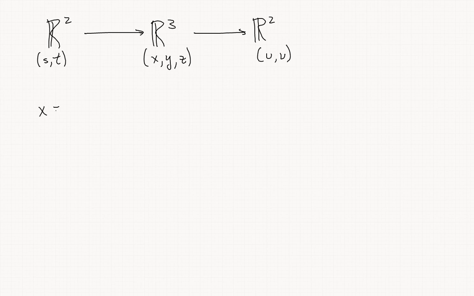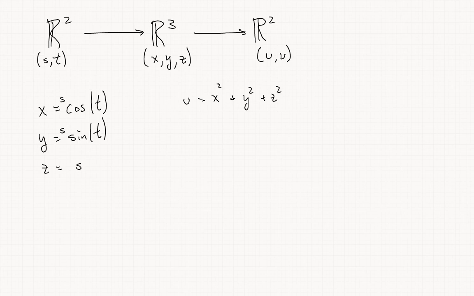So let's take X equal to cos T, Y equal to sine T, Z equal to S. Actually, let me put X equal to S cos T, Y equal to S sine T, Z equal to S, and then U is equal to X squared plus Y squared plus Z squared, and V is equal to XYZ.